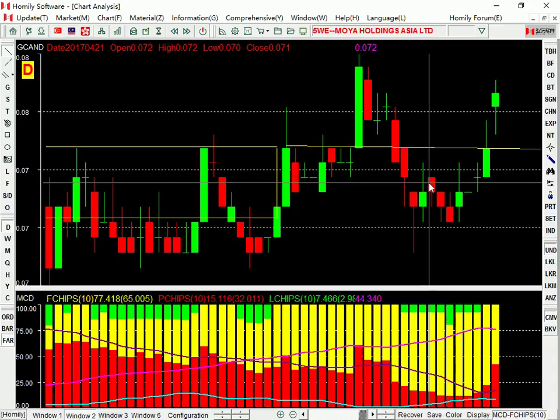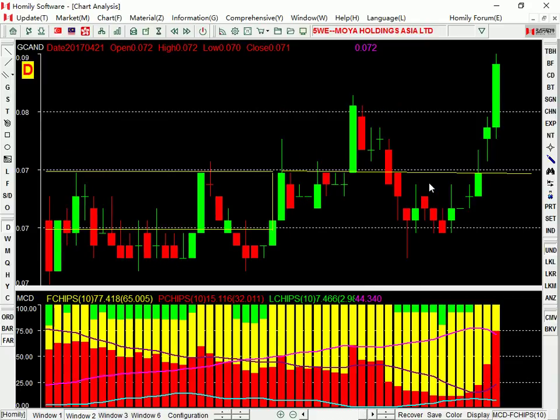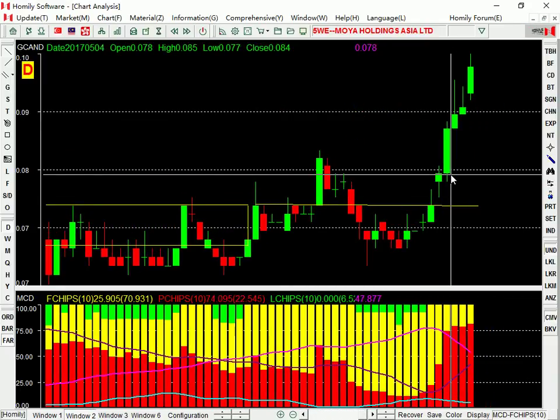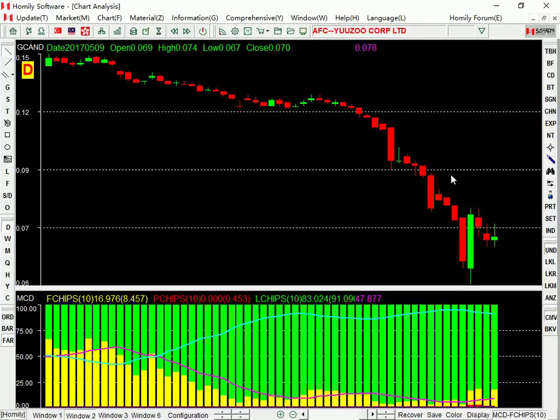Okay, so here, if you know this strategy, will you buy or not? Yes, it's the buy point. So you can make some short-term profit. Okay, so let's see GSS.